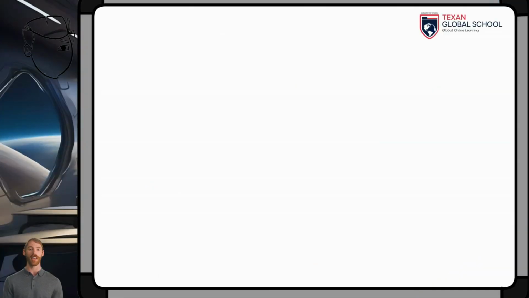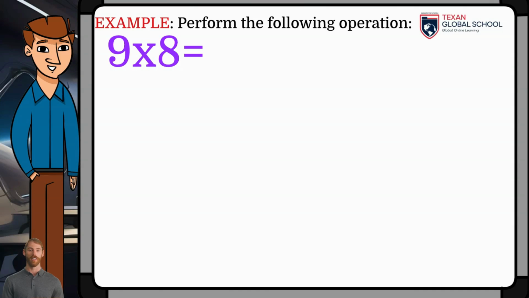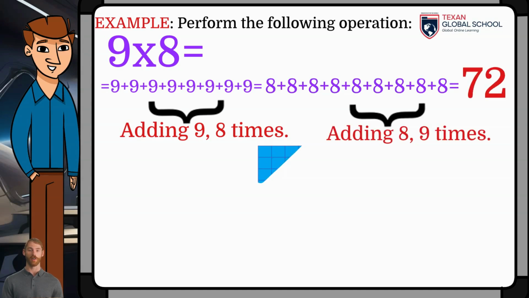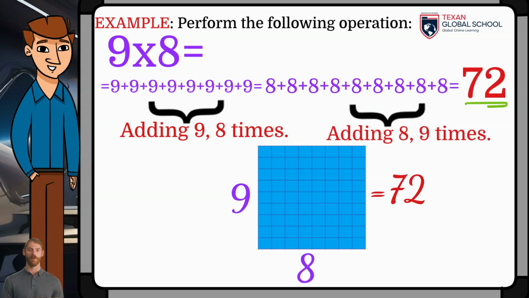Now, multiply 9 by 8. So, we add 9 8 times. Or we add 8 9 times. Therefore, 9 times 8 is 72. The model represents 9 rows by 8 columns. So we have 72 ones. Hence, we conclude that 9 times 8 is 72.